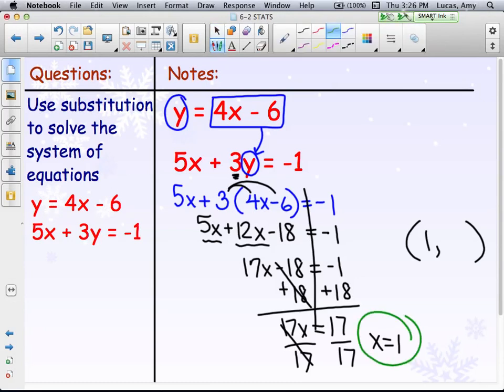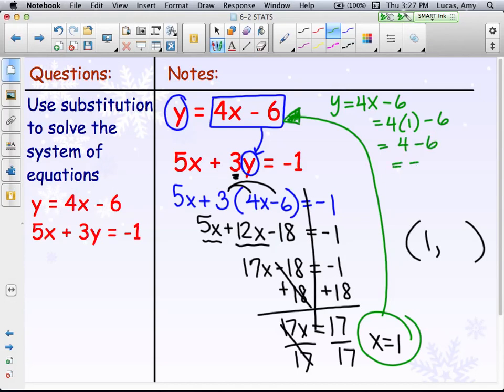I take that back up to the top. You can plug it into either one of your equations, but it's going to be much easier to plug into the first one. So, where the x is, I now know that it is equal to 1. So 4 times 1 is 4, minus 6 is negative 2. So my y coordinate is negative 2. If I wrote the second one in slope-intercept form and graphed them both, they would cross at the point 1, negative 2.